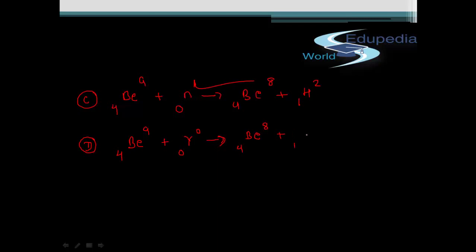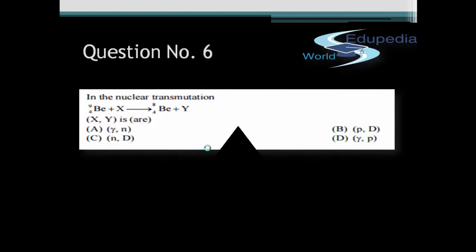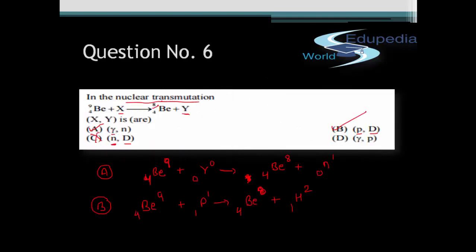Proton is 1 charge and 1 for mass. So again if you look at the reactions, 4 plus 0, 4 plus 1, so charge is not balanced. Again D cannot be our answer. So the correct options for this question will be A and B.